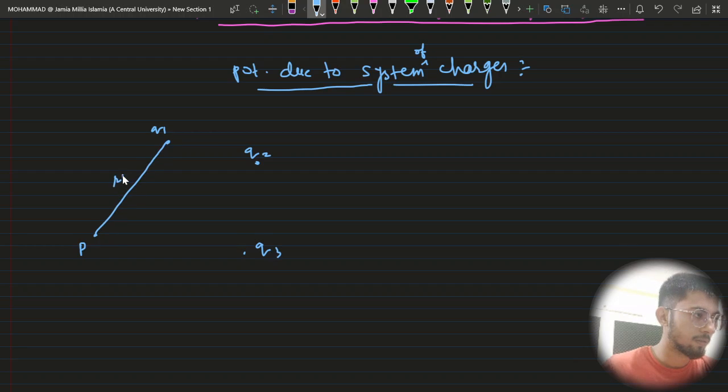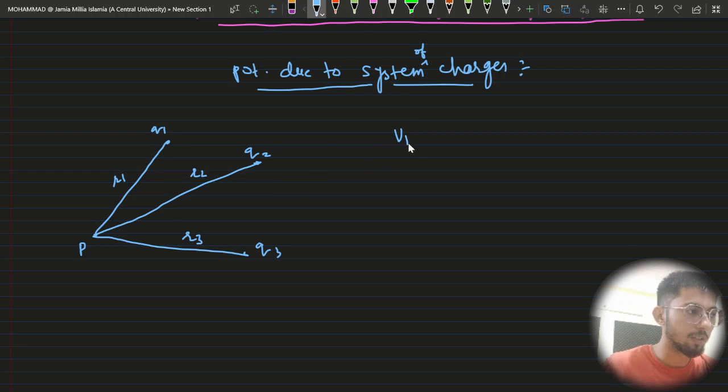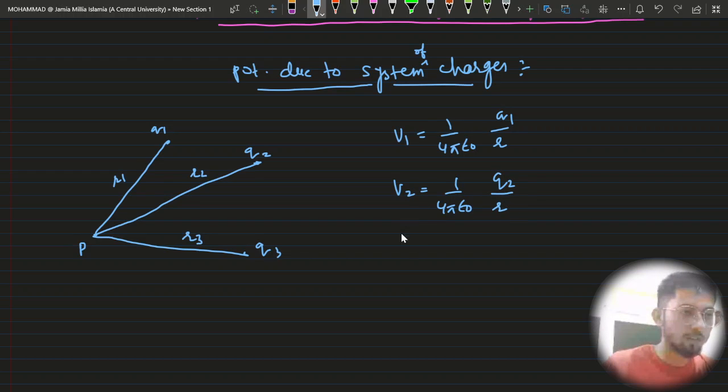So this is r1, r2, r3. Now just simply find the potential due to each one of these charges at P. So V1 due to Q1 is 1 by 4 pi epsilon naught, Q1 by r1. V2 would be 1 by 4 pi epsilon naught, Q2 by r2. V3 would be 1 by 4 pi epsilon naught, Q3 by r3.